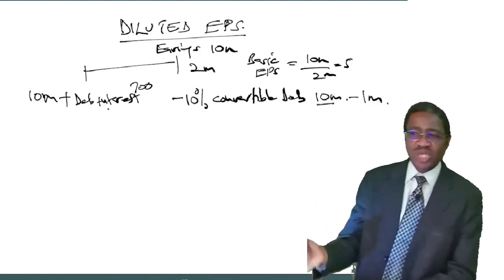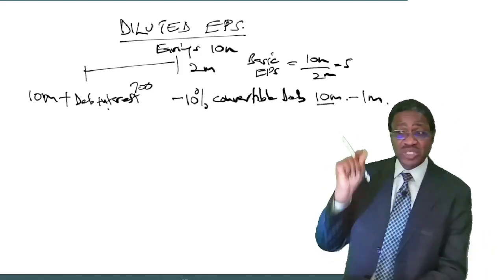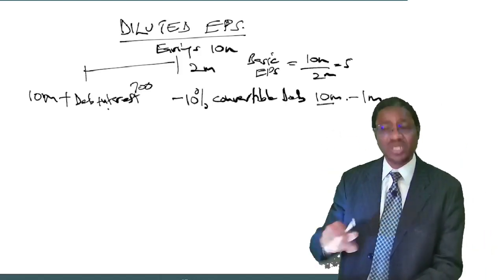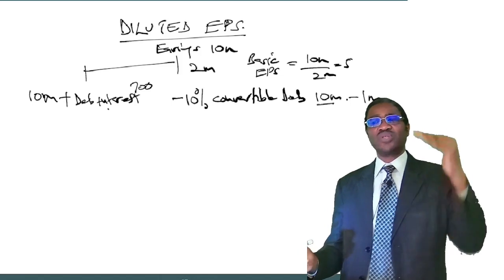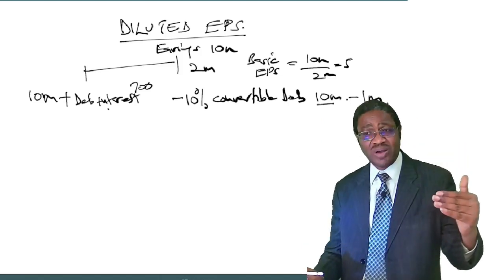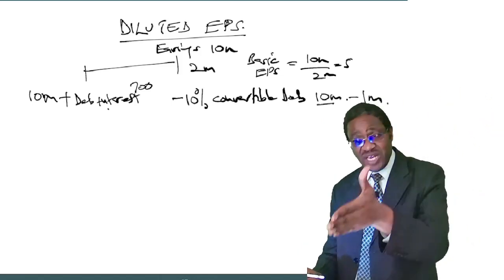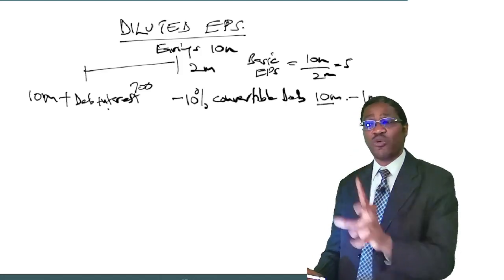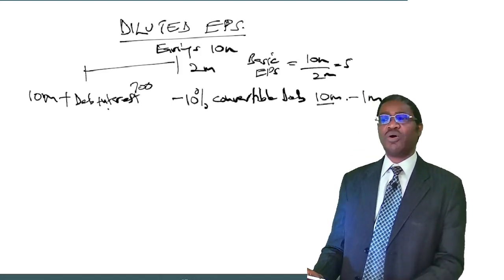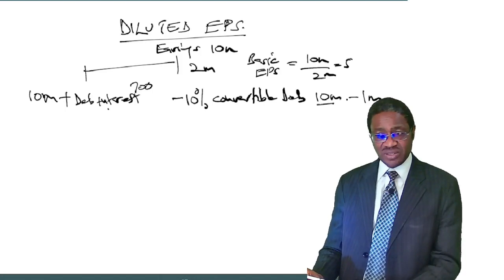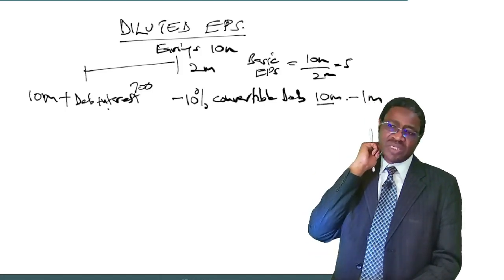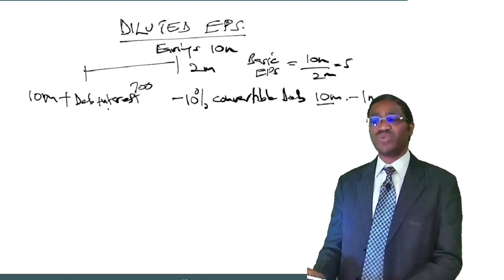So that is what you will add to the number of shares used for basic EPS, 2 million, add the 1 million. Then to the earnings used for basic EPS, which in our case was 10 million, add the 700,000, which is the interest saved net of tax. That's what we had said. Then you compute what we were calling the diluted EPS.